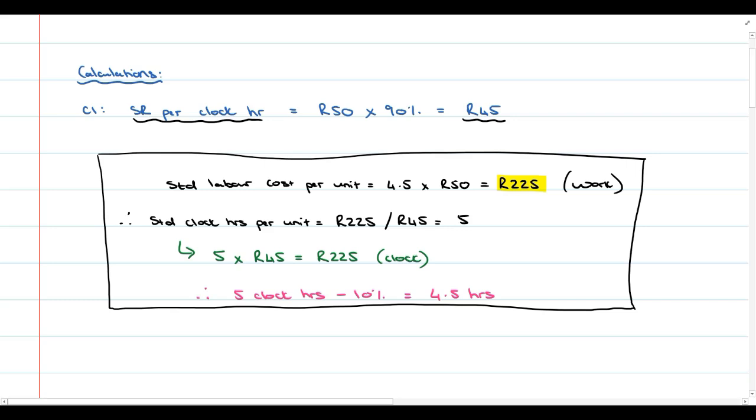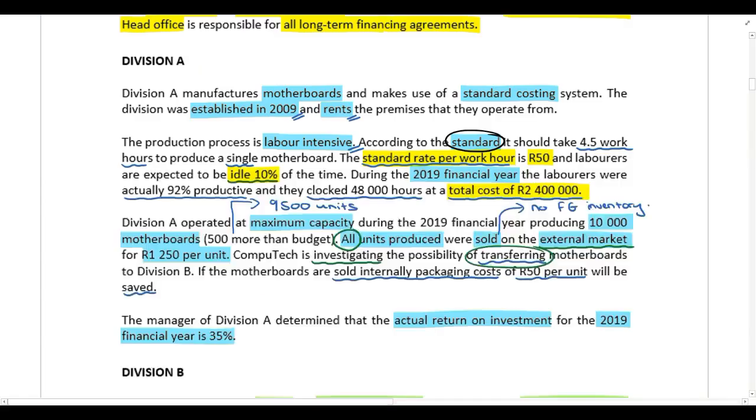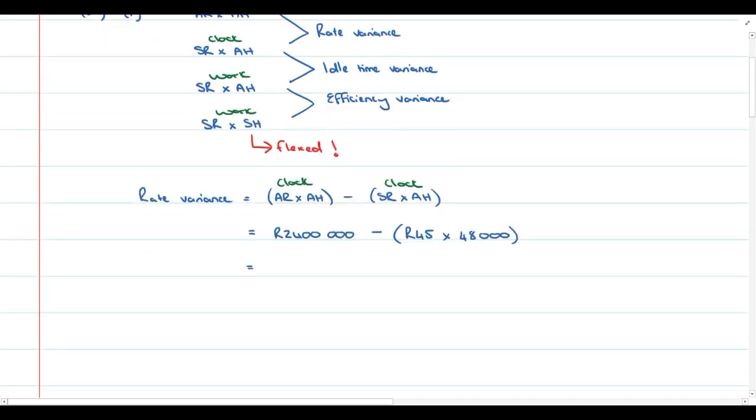So let's then wrap up the calculation of the labor rate variance. The standard rate per clock hour is 45 Rand, and we need the actual clock hours. So go back to the information provided. We know that they actually clocked 48,000 hours. All right, so using that information, we can calculate the rate variance. All right, and you can see the actual cost is higher, so that means the actual rate is higher than the standard rate. So this variance is then going to be unfavorable.